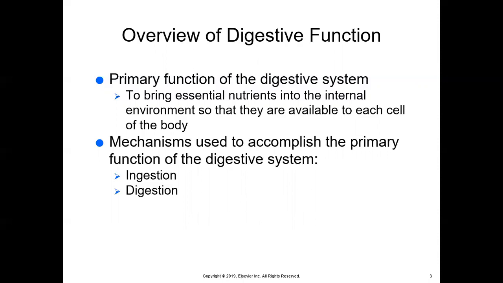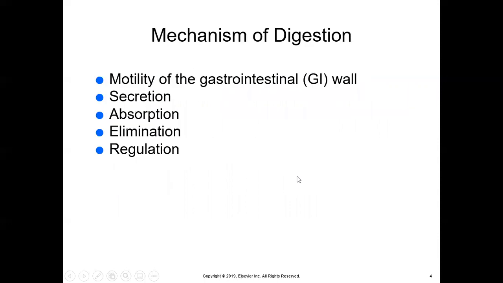Other than that, the alimentary canal or digestive tract is considered to be a hollow tube that runs from your mouth all the way to the anus, a hollow tube that's outside of your body. So the mechanisms that are used to accomplish the primary function, which is to bring essential nutrients to the internal environment, are ingestion and digestion, motility of the gastrointestinal wall, secretion, absorption, elimination, and regulation. That's the mechanism of digestion.